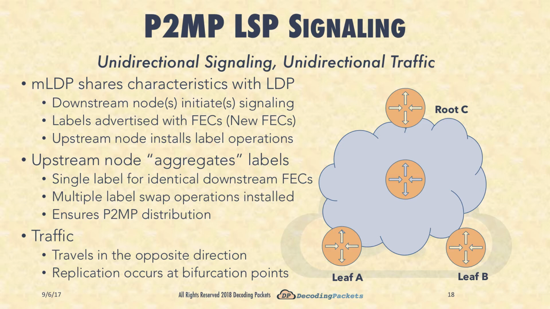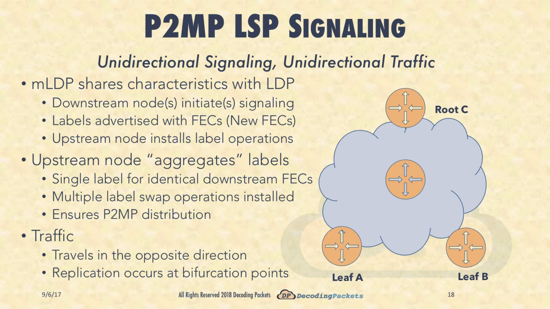Now, MLDP follows the same philosophy as LDP when it comes to label distribution. So this means the signaling must begin from the leaves. So let's look at an example. Leaf A and leaf B are two leaf LSRs that must signal a point-to-multipoint LSP to the root C. To begin the process, they advertise identical FECs, but with unique labels, to their RPF neighbor for the root, as dictated by the IGP. So same exact concept as you would have in multicast.